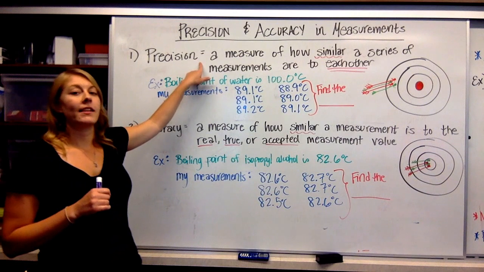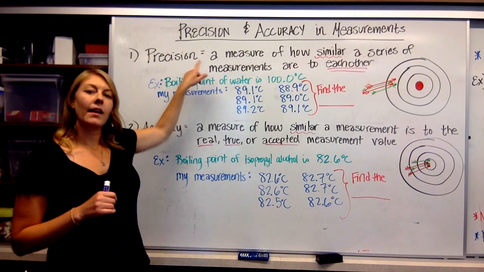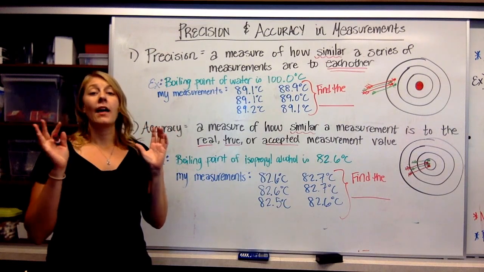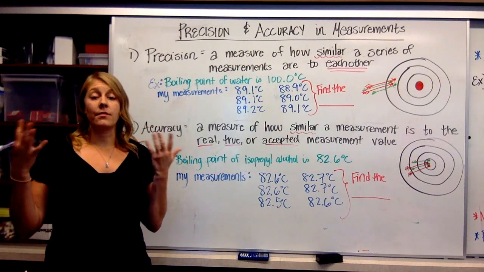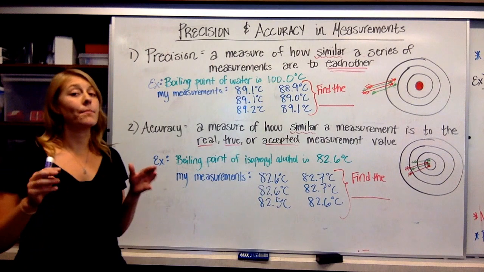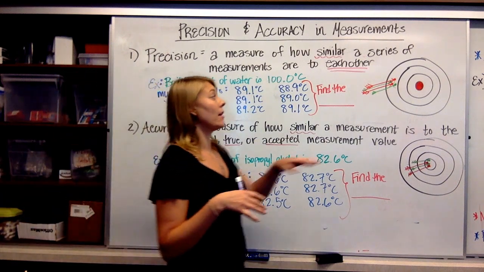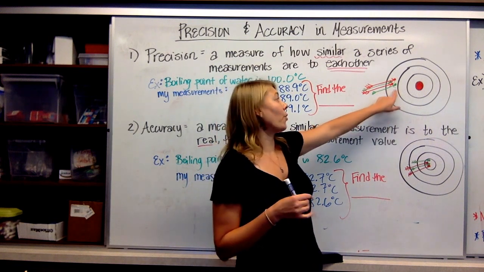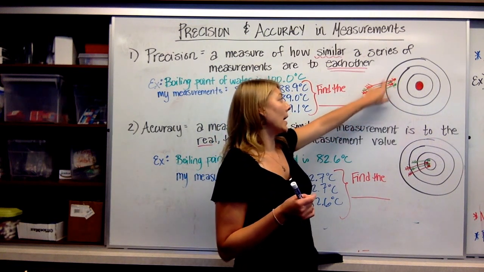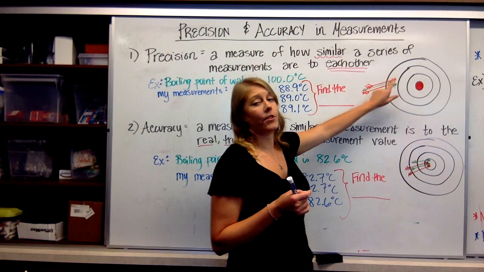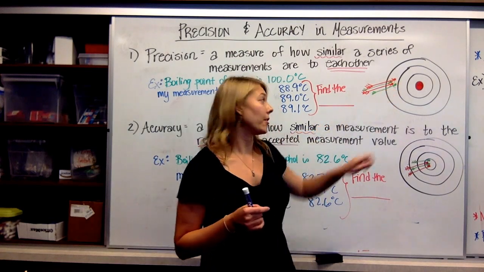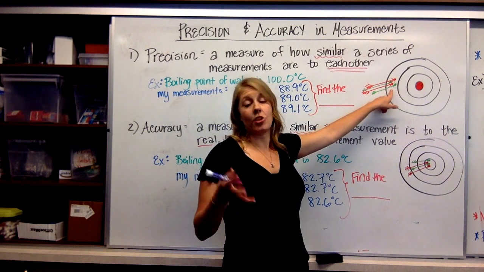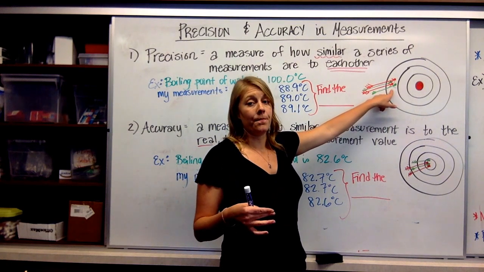So precision is a measure of how similar a series of measurements are to each other, right? So it doesn't matter at all how close they are to maybe the target that we're looking for. It matters how similar they are to each other. So if we're looking at this target here, if I shoot 4 arrows and they all lie on the outside of the target, but close to each other, right? They're all close. These are precise shots, right? They're very close to each other.